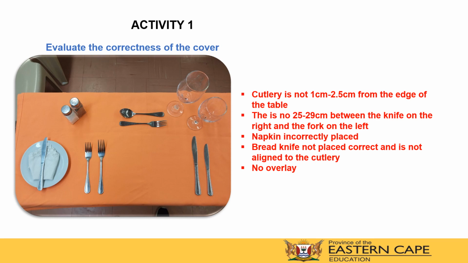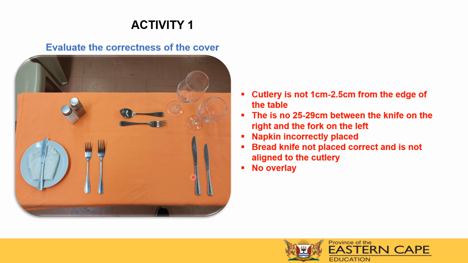So in this instance, you would respond by saying the cutlery is not 1 centimeter to 2 centimeters from the edge of the table. I'm going to put my pointer on again. As you can see, there is a lot of space between the cutlery and the edge of the table. Even your side plate is too high up on the left side of the cover. You can also say there is no 25 to 29 centimeters between the knife on the right and the fork on the left. Remember, we said there must be a distance of between 25 to 29 centimeters between this fork and this knife.